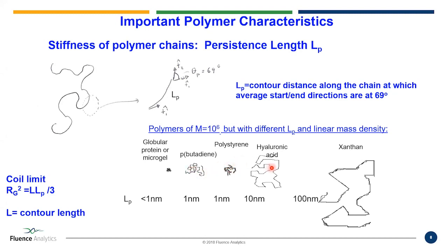If you go over to hyaluronic acid, which has both electrostatic repulsion and some helical nature to it, the persistence length is up to about 10 nanometers. And you can see that same mass molecule occupies a lot more space than these others. And if you go up to something like xanthan, a natural polysaccharide, it's now a 100 nanometer persistence length. It's way bigger than all the others.